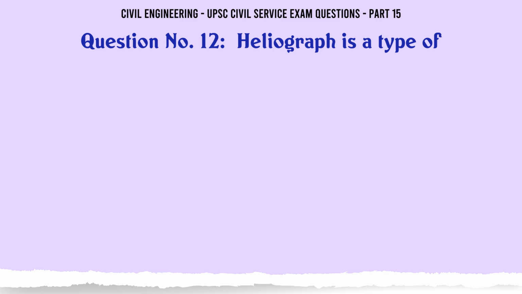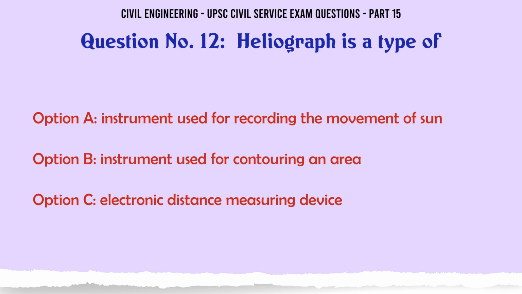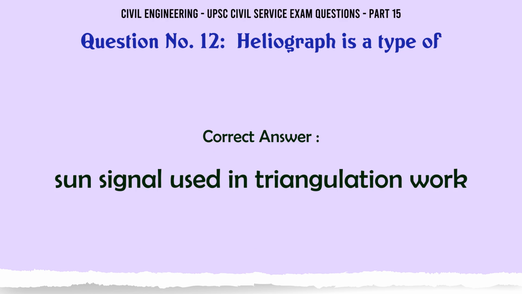Heliograph is a type of A. Instrument used for recording the movement of sun. B. Instrument used for contouring an area. C. Electronic distance measuring device. D. Sun signal used in triangulation work. The correct answer is sun signal used in triangulation work.